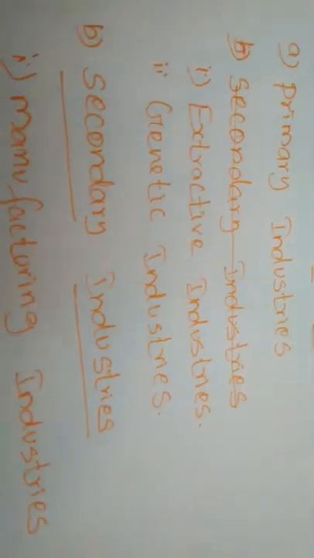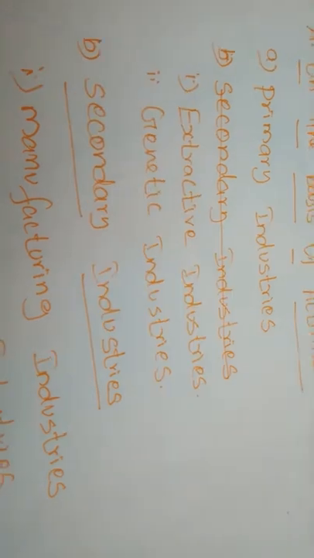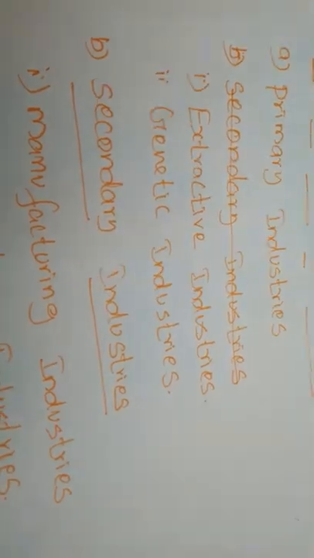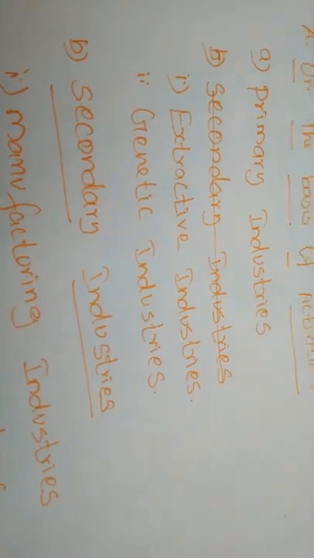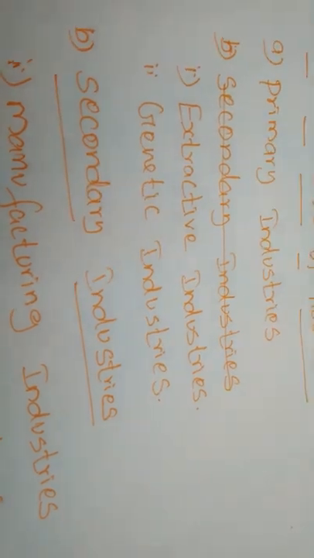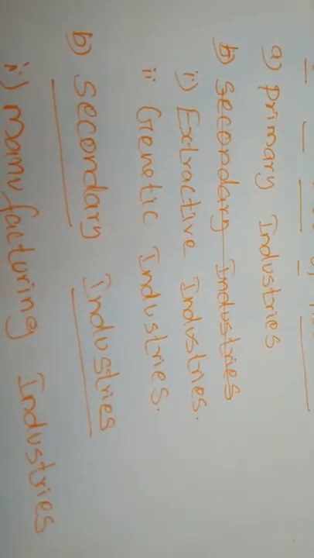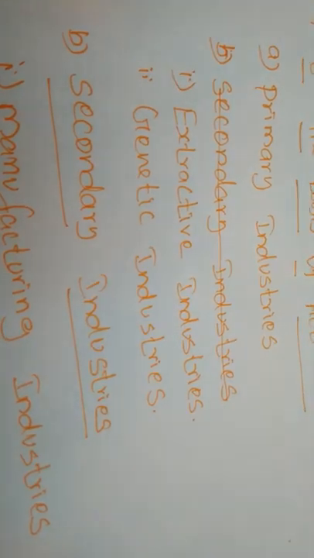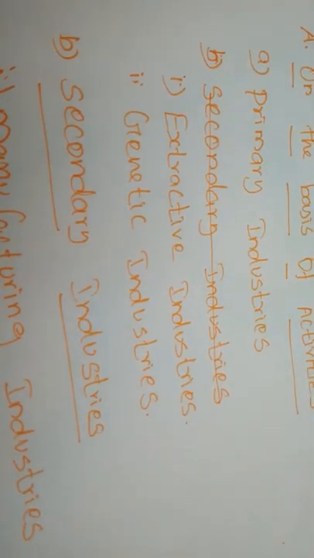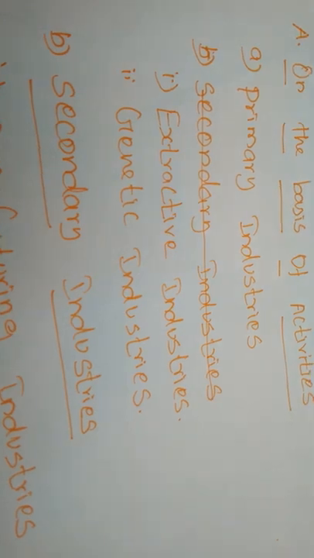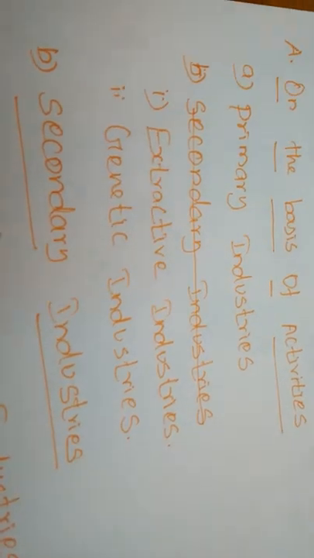So the products collected by extracting from natural resources are called extractive industries. And these industries always supply some of the basic raw materials, mostly products of the geographical or natural environment.